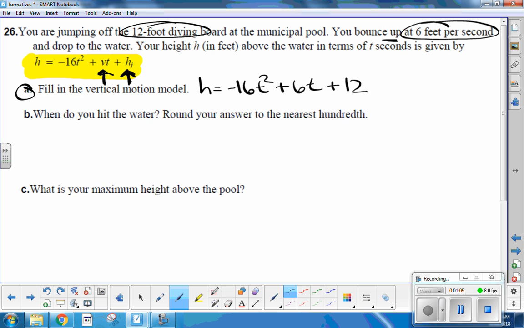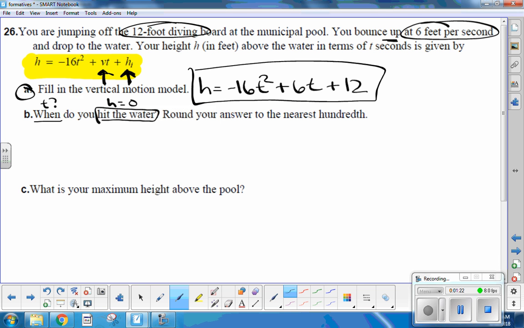So part B, when do you hit the water? When they're looking for a t, hit the water, they're giving you a height of 0. So I'm going to use this information and plug it into what we got from part A. All right, this is the guy that I need to use on every problem. So my height is 0, negative 16 t squared plus 6t plus 12. I'm going to do this by quadratic formula.